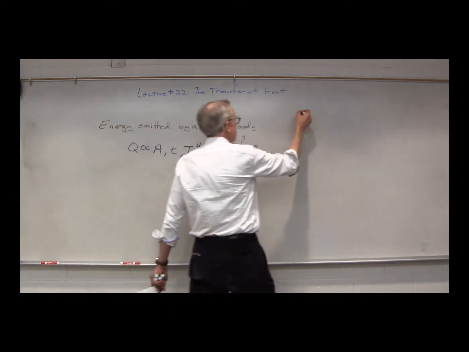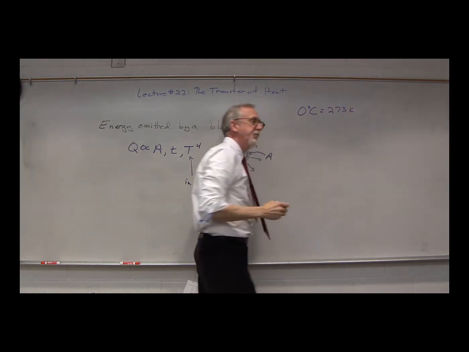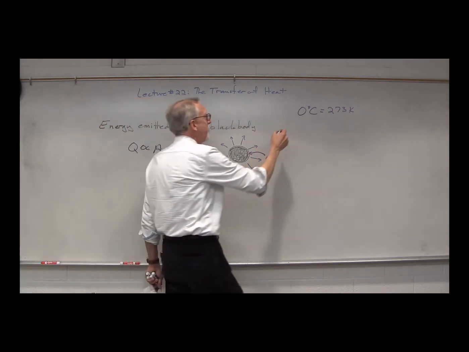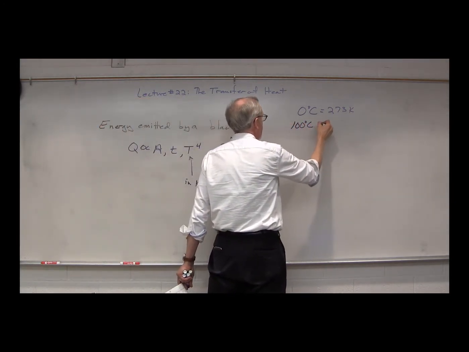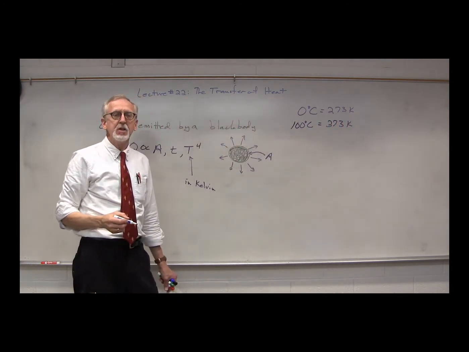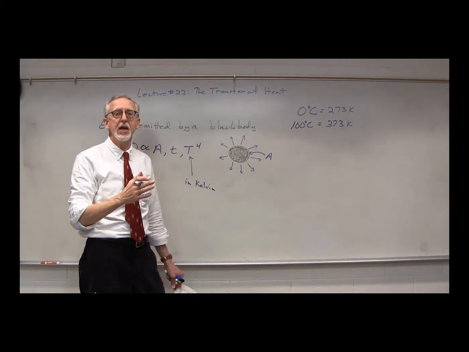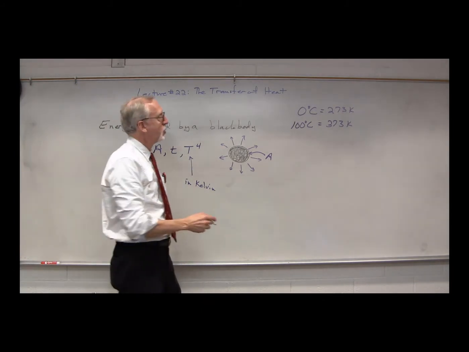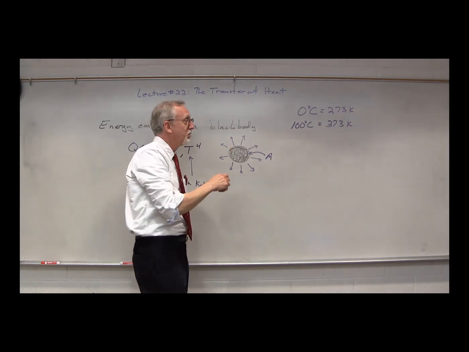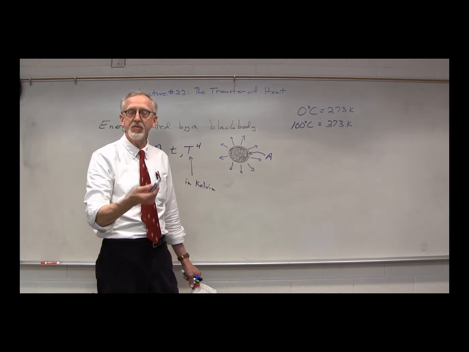0 degrees Celsius is equal to, to 3 sig figs, 273 degrees Kelvin. 100 degrees Celsius is 373 degrees Kelvin. So a change of 1 degree Celsius is the same as a change of 1 Kelvin. In other words, if 0 degrees Celsius is 273 Kelvin, 1 degree Celsius is 274 Kelvin. 2 degrees Celsius, 275 Kelvin.